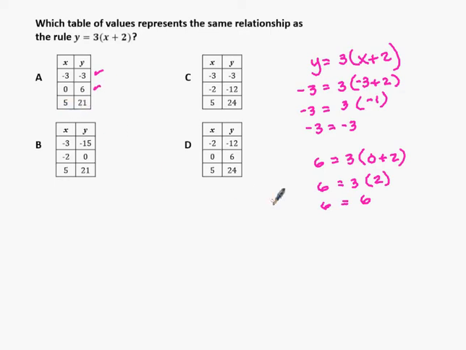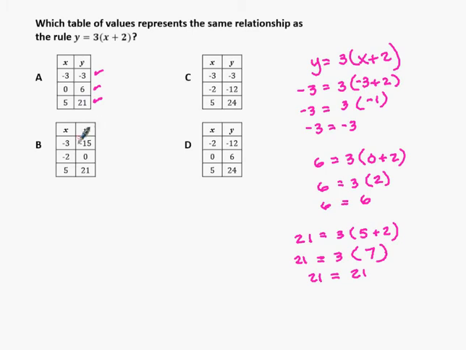The last pair to check, the 5 and the 21. So we're going to plug 5 in for the x and 21 in for the y. And when we do our order of operations, 5 plus 2 is 7, still times the 3. It's a parenthesis right there. And 3 times 7 does indeed equal 21. So this set of ordered pairs checks as well. So every single one of these answers works.